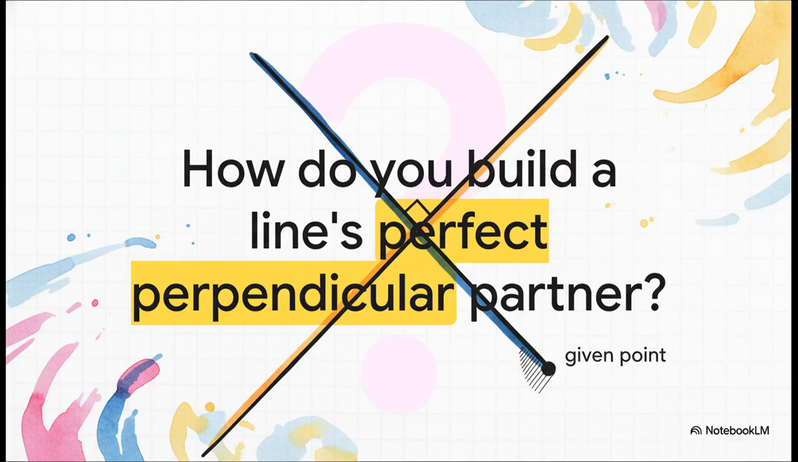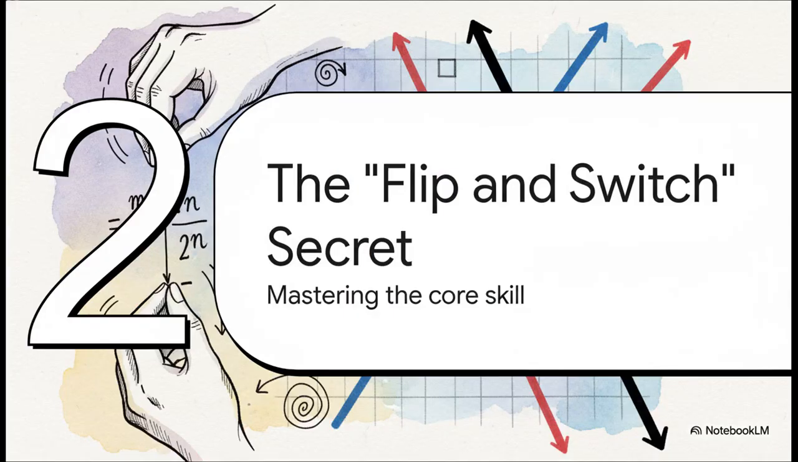We're not just looking for any line that crosses our original one. Nope, we are hunting for that one, single, unique line that goes through our specific point and makes a perfect right angle. It's all about precision. So, how do we actually do that transformation?